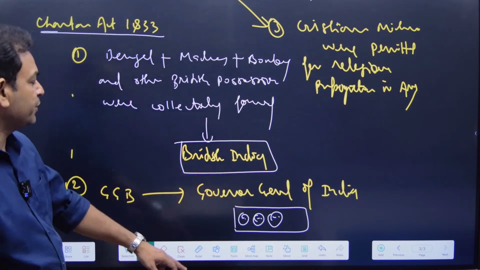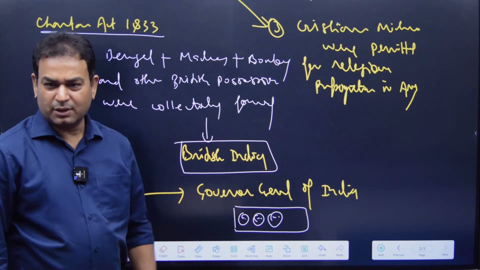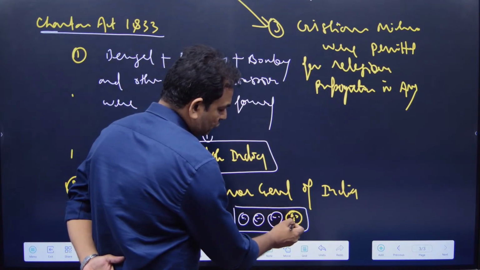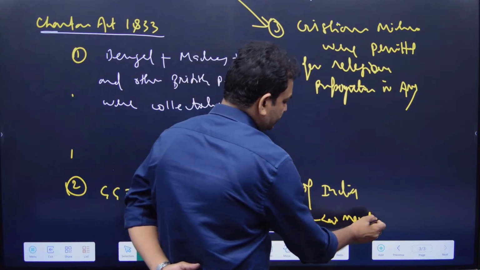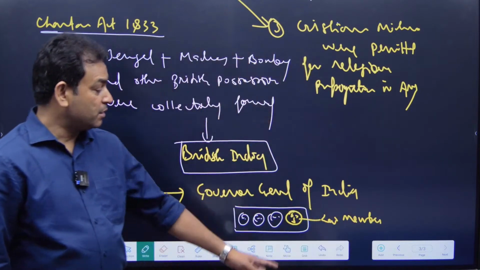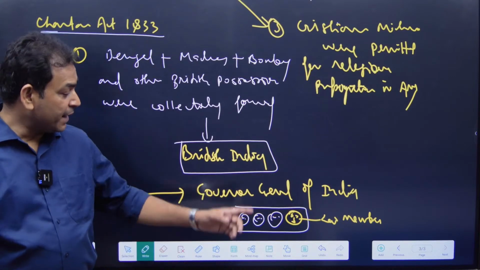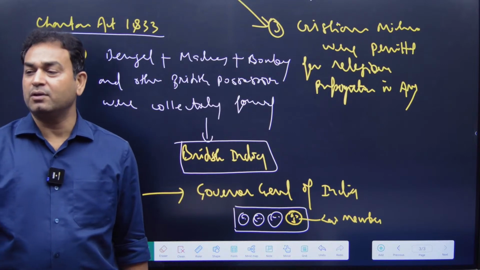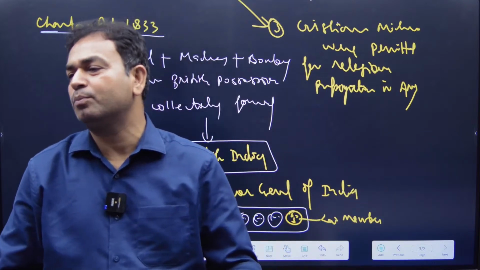And in the council of the Governor General of India, 3 members were already there. A 4th member was included, the 4th law member. The law member was Lord Macaulay, and this council was responsible for making laws for the whole territory of British India.